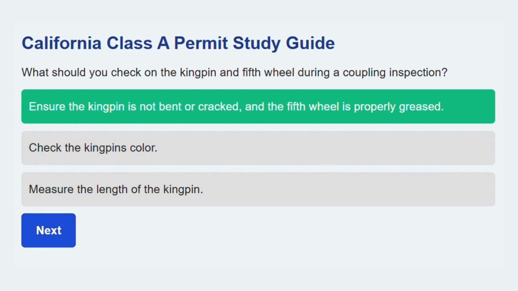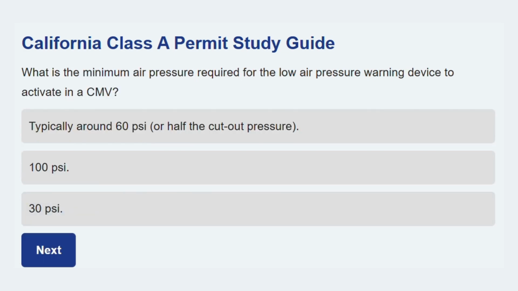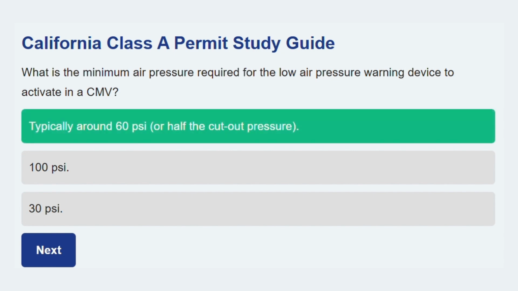Okay, what's after this? What is the minimum air pressure required for the low air pressure warning device to activate in a CMV? Typically around 60 psi or half the cutout pressure. This threshold warns you before air pressure becomes critically low for safe braking.